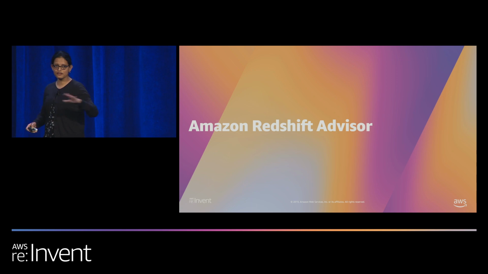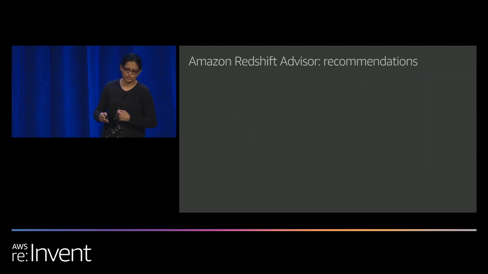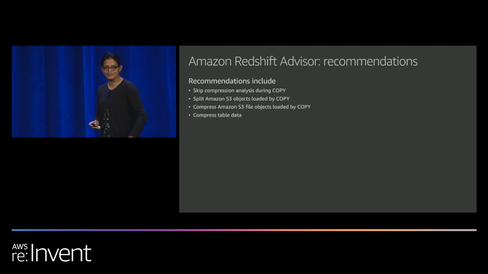This brings us to one of my favorite features in Redshift, Amazon Redshift Advisor. We talked about a lot of best practices. We talked about table design, copy, best practices. But what if all these best practices are provided to you or recommended to you on a daily basis based on your workload and your cluster configuration? This is what Redshift Advisor does for you. This is available on the console on the left-hand side. It scans through the metadata every day with the lens of best practices, makes observations and recommendations which are actionable and of high impact.